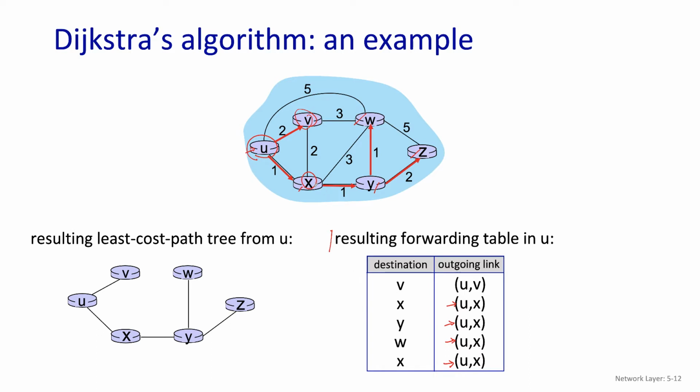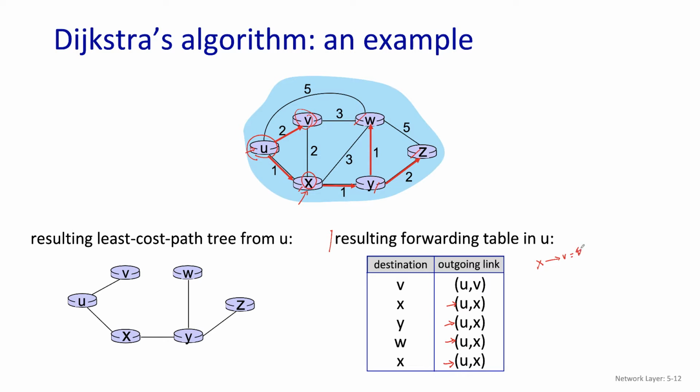Now, if you come here, let's say, if you want to get the routing table from X, it's going to be the same thing. So from X to U, let's say from X to V is equal to 1, right?